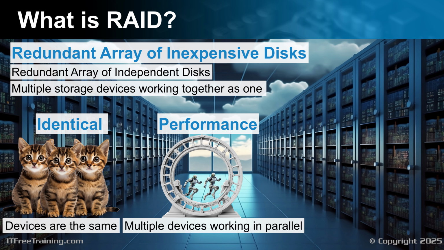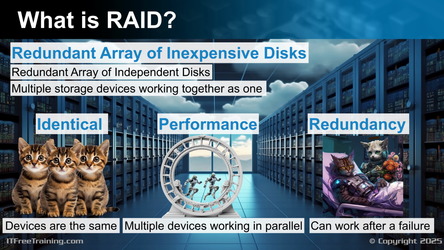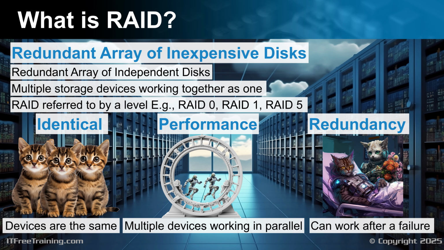RAID can also offer redundancy. That is, RAID can still operate even if a storage device fails. Some RAIDs have redundancy while others will not. To identify and differentiate the various features of RAID configurations, they are categorized into levels, such as RAID 0, RAID 1, and RAID 5. While a wide array of RAID levels exist, this video will focus on the more popular ones, which are also those CompTIA requires you to know.